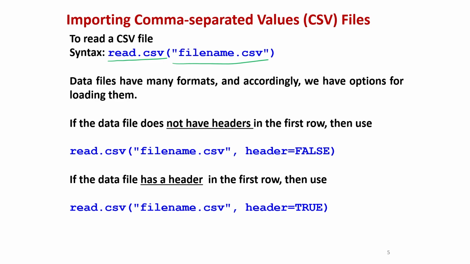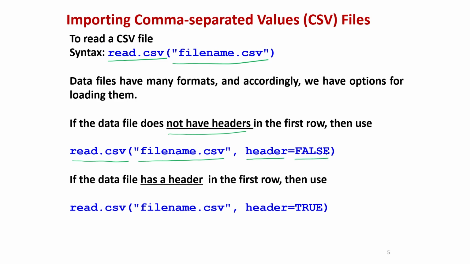And what will happen if you don't give this option. If the data file does not have any header in the first row, then we use the command read.csv, give the name of the file within double quotes as filename.csv, and then I have to write header is equal to FALSE.